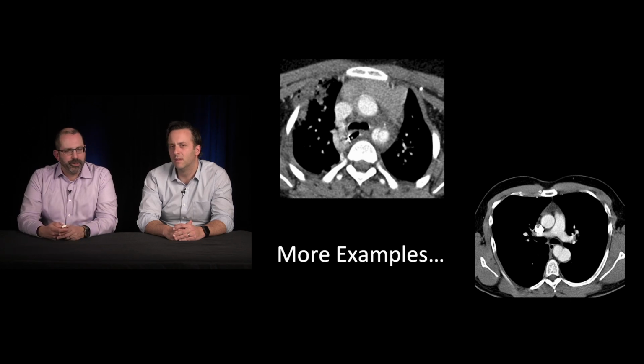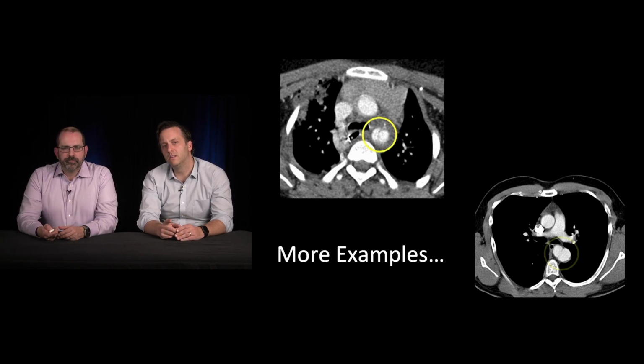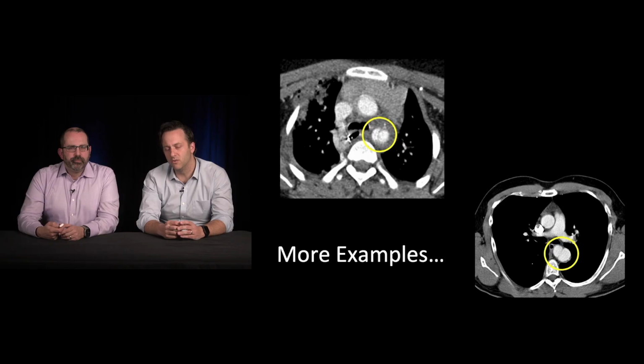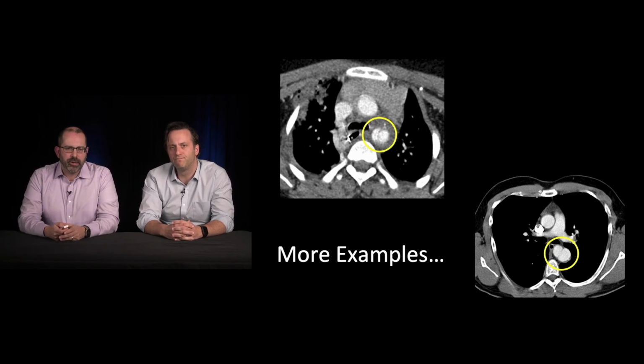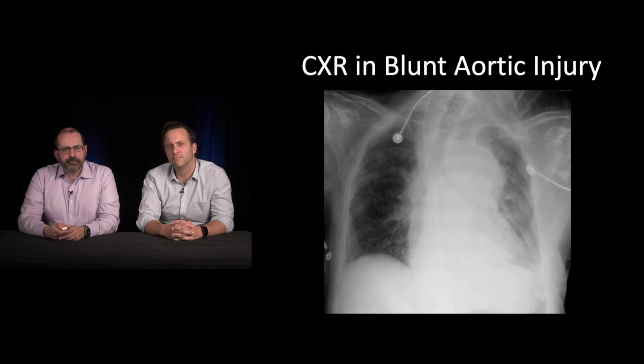I think something that stands out, especially on the case that was a little more subtle, is that normally the caliber of the aorta itself is quite round and consistent. And in all of these, it's quite irregular. Yeah, there's some irregularity at least around it. So definitely catches your eye, something to watch out for.